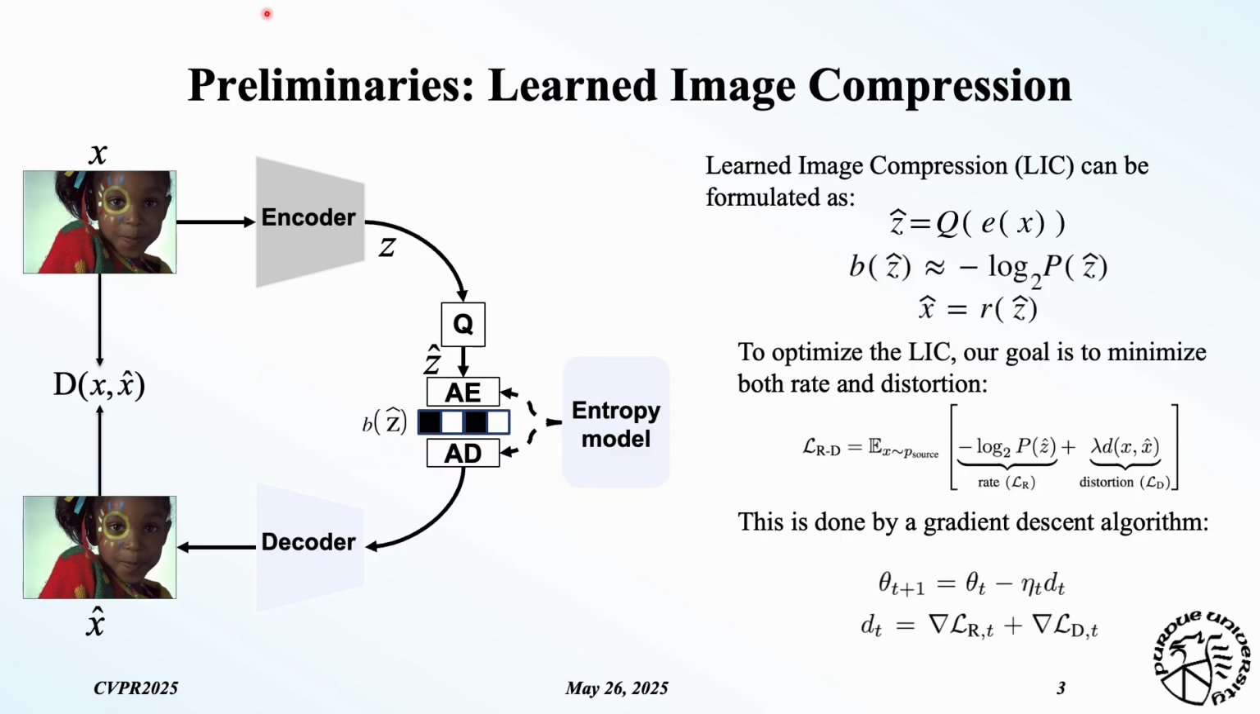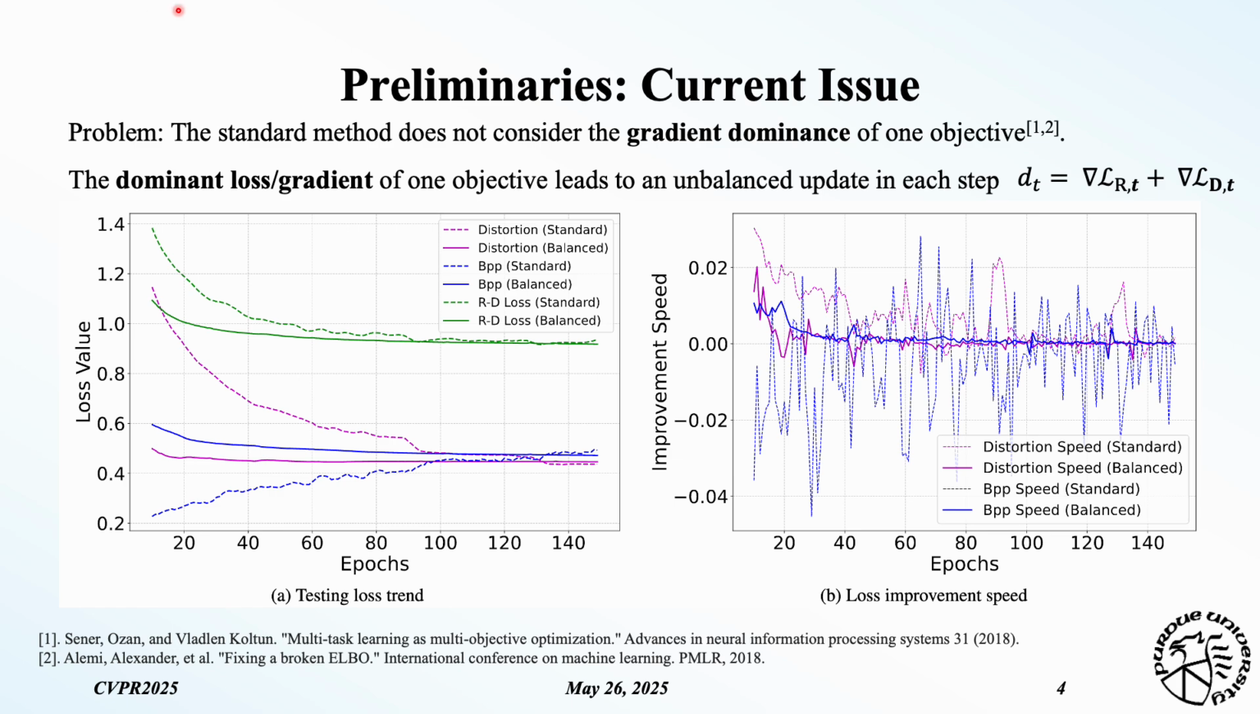Here is a simplified illustration of the standard practice of learned image compression. To optimize the LIC process, this is typically formulated as a rate distortion loss function. During training, the model parameters are updated using gradient descent. The update at each step combines the gradients of the rate and distortion terms. The standard method sums the gradients of the objectives. However, this can lead to an imbalance where the gradient from one objective dominates the update direction.